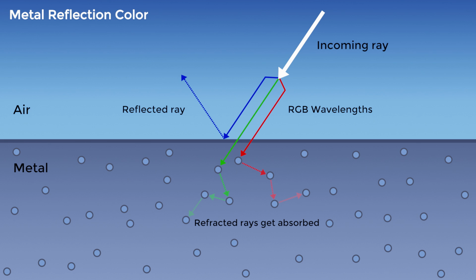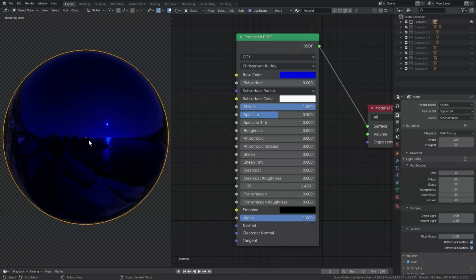So we can visualize a ray of white light as having a red, green, and blue channel. When this light hits the surface of our metal, the red and green channels are more likely to refract and get absorbed, and the blue channel is more likely to reflect off the surface. So this produces a blue reflection in the end. And depending on the type of metal, it'll refract or reflect different colors of light, giving it different specular reflection color, like gold for example.